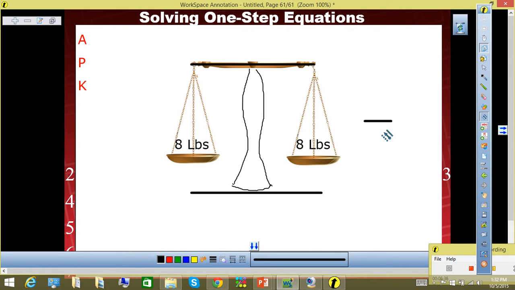All you see from far away is that. And what is this? An equal sign. That's where we get the idea of equations. So when it's balanced, it's an equal sign. Now check this out. Let's see what happens when it's not balanced.